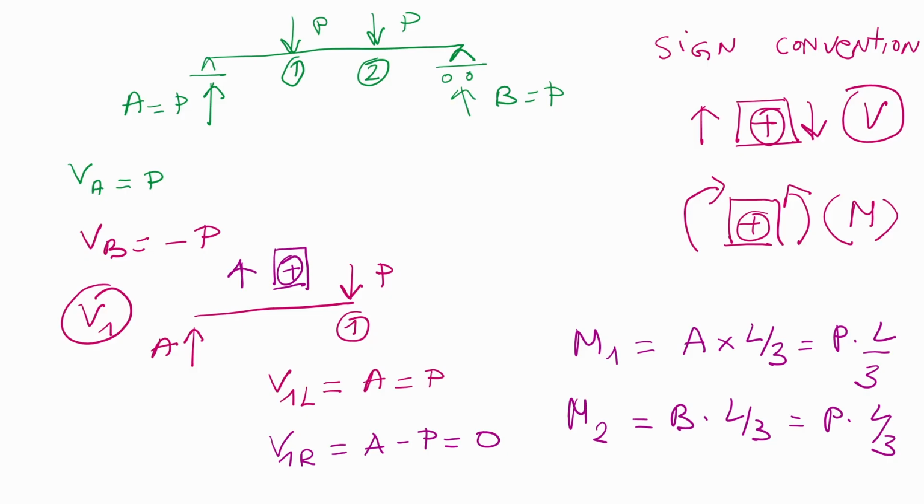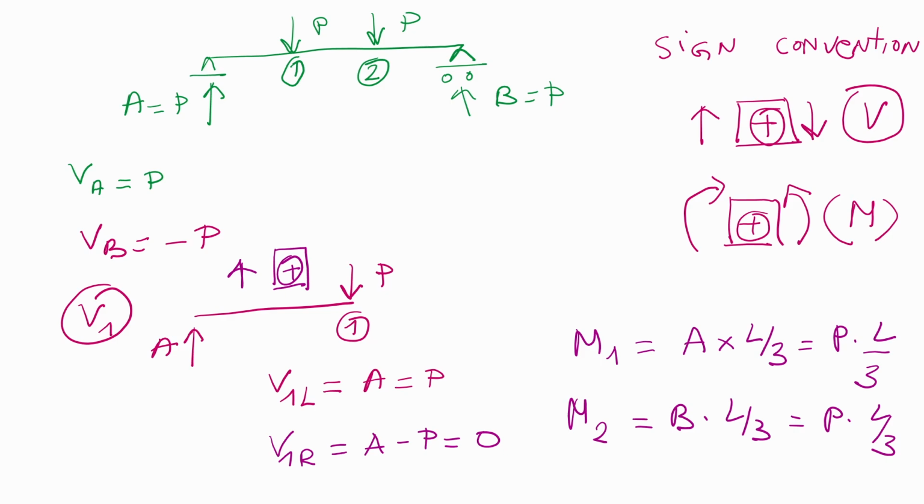If we are cutting at point 1, we will have two values of shear at point 1, one which will be from the left if we are cutting very close to the force but from the left side, and the other one if we are cutting very close to the force but behind the force.